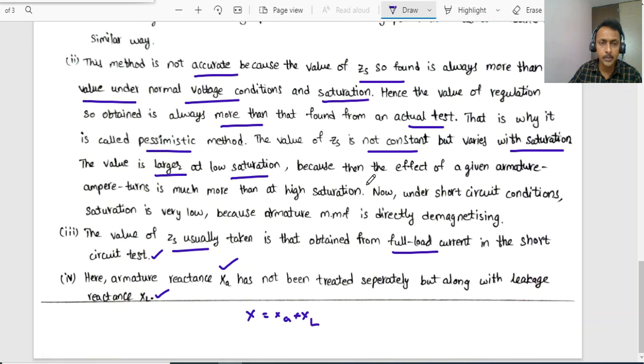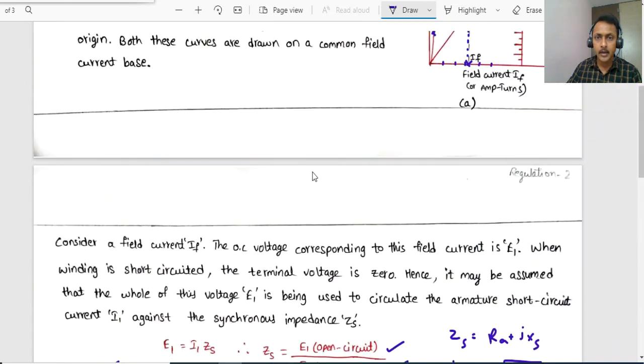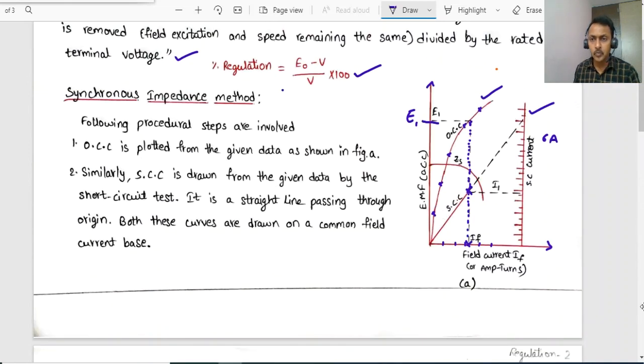So whatever value of regulation you get will actually be higher than the actual value. So this method is also called the pessimistic method. Out of this entire discussion, the important point is, some people will consider some field current IF, but it's a better practice to identify the value of field current where you get the rated current of the machine. At that point of field current, project it onto the OCC and consider that value of E1.